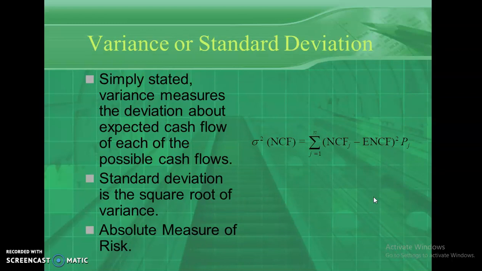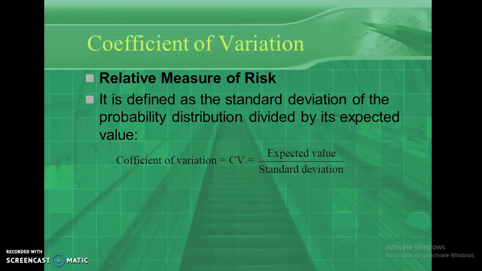Then, variance and standard deviation. You know that standard deviation is the deviation between the expected cash flows and actual cash flows of the project. You calculate the difference between expected cash flow and actual cash flow of the project, which is known as variance. The square root of that variance is known as standard deviation. It is also one of the absolute measures of risk for capital budgeting techniques.